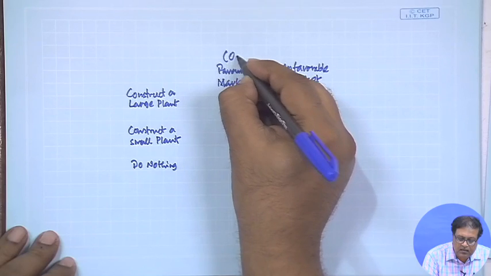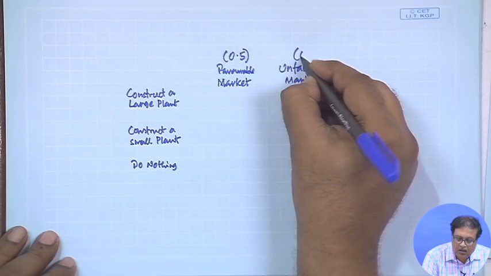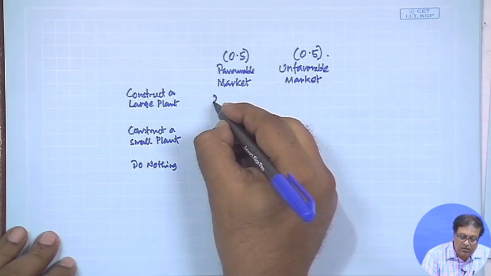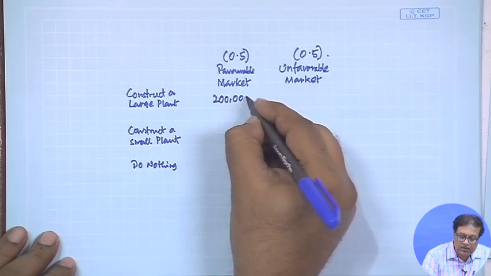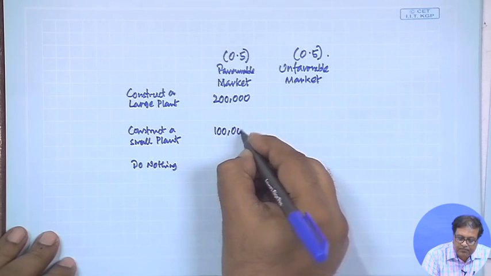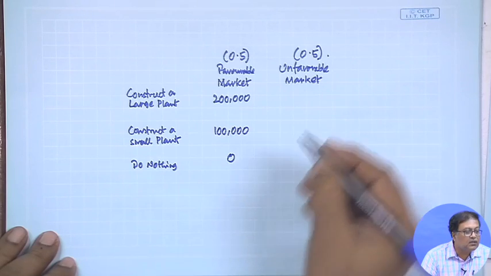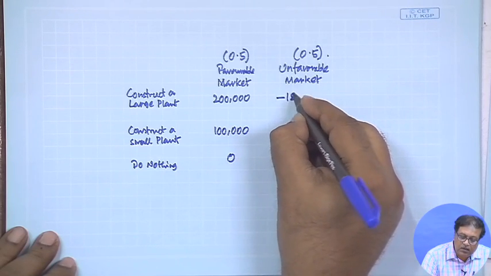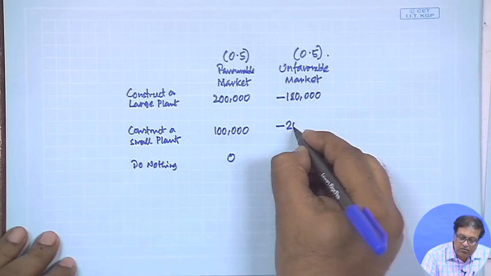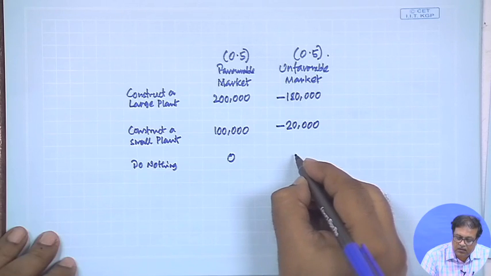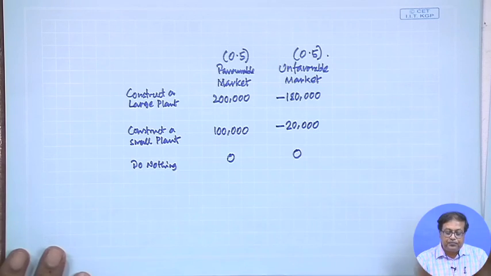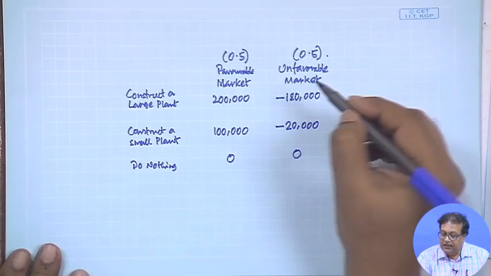The probabilities are 0.5 and 0.5, and let us take 200,000 as the payoff here, 100,000 as the payoff here, 0 minus 180,000 as the payoff here, minus 20,000 as the payoff here, and 0 as the payoff here. So, what would be the EREV?